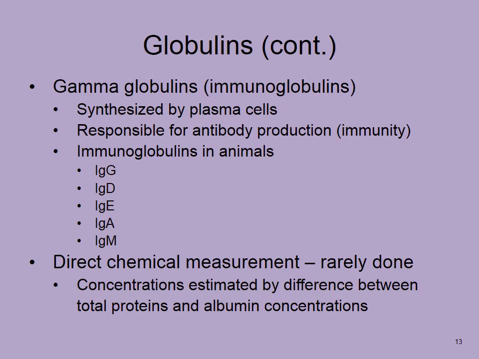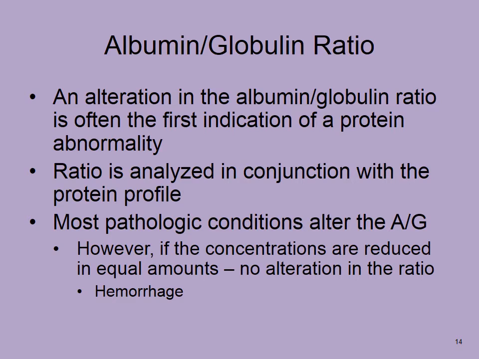There's also direct chemical measurement of globulins. This is rarely done. Concentrations are estimated by the difference between total protein and albumin concentrations, and that's usually how we actually determine them. An alteration in the albumin-globulin ratio can be the first indication of a protein abnormality. There's a range it should be in, and if you run an automated blood test, it's going to show you that range, so you can compare the ratio to what it should be. And if we find we have more albumin than globulin, or vice versa, that can really indicate where in the body the problem might be.